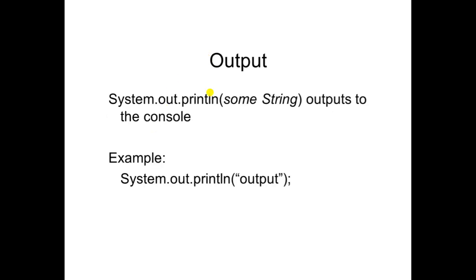Then output. If you want to print some output on the output console, then you need to use System.out.println, and in brackets whatever you want to print. Some string you might want to print on the output console, that will get displayed. So here an example is given: System.out.println, and in quotes I have written output. So can you tell me what will get displayed on the screen? Yes, that output string will get displayed on the screen.